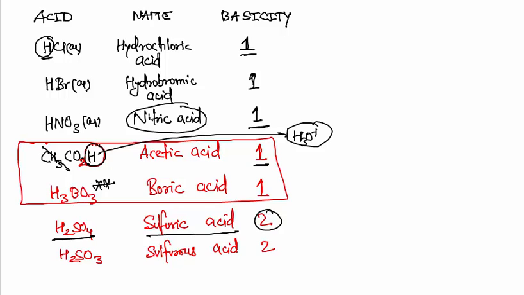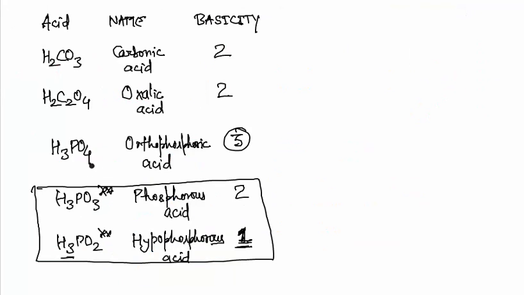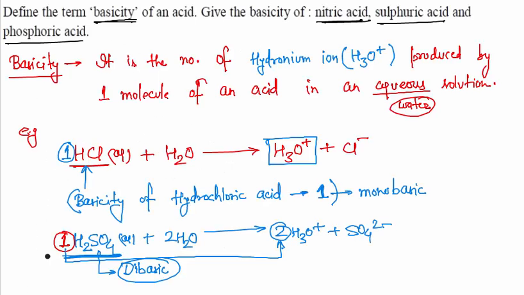It is 2. Okay, and the last one is phosphoric acid. Where is phosphoric acid? This is H3PO4, orthophosphoric acid, or we call it phosphoric acid also. Sometimes you will see some texts write orthophosphoric acid, and some write phosphoric acid. So again it is important, and here the basicity is 3.